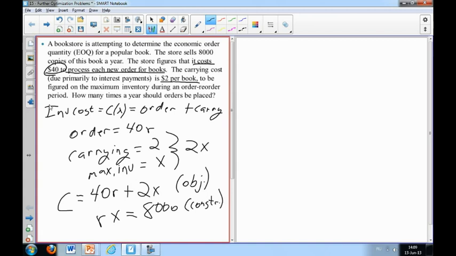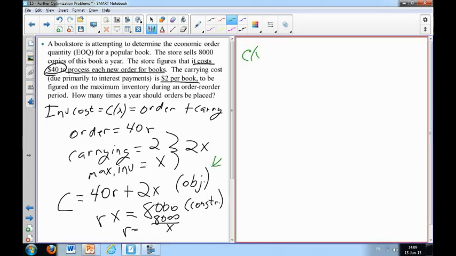Now, since we have the constraint function, we want to solve it for R or for X. I'm going to solve it for R. So R is going to be equal to 8,000 over X. Now we take this and put it into our objective function. So our cost function, we call it C of X or just C, is going to be 40 times R, and R is 8,000 over X, so 40 times 8,000 over X plus 2X. Now we're down to one variable, so we can start working with this. We know we need to find the derivative, set it equal to 0, and solve.